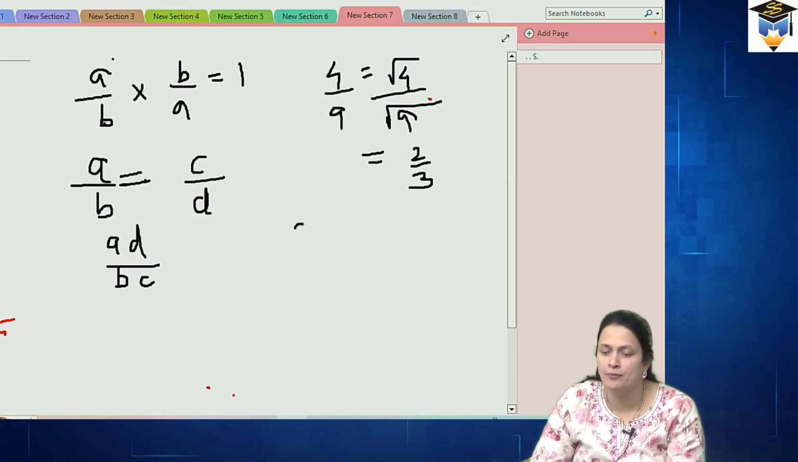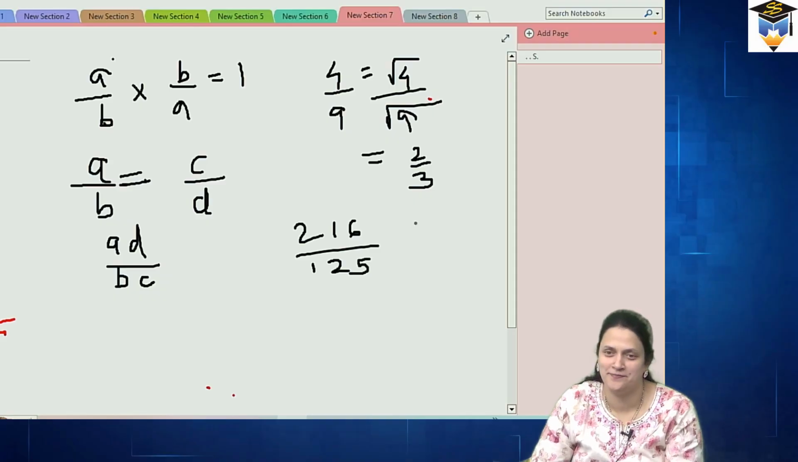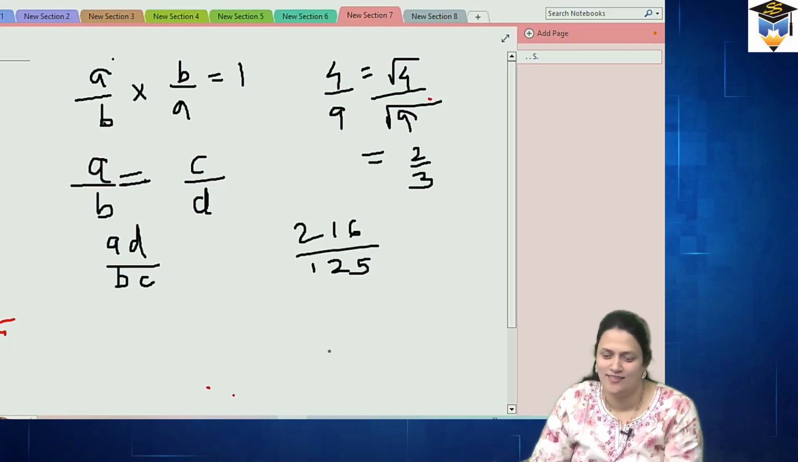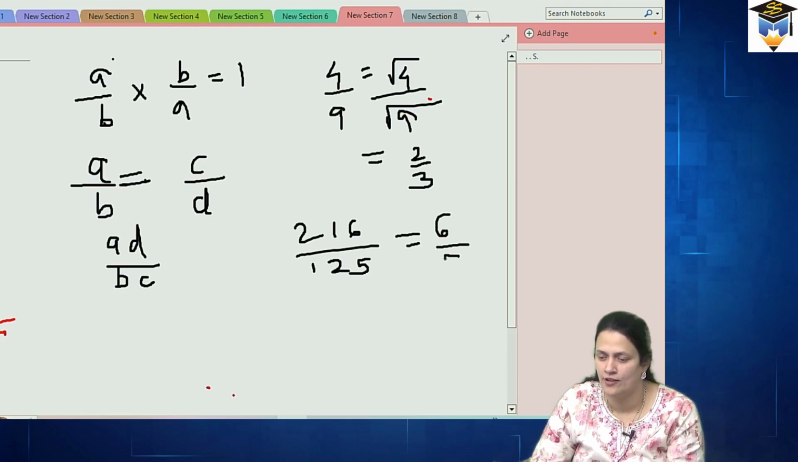So what will be sub-triplicate? Tell me. Correct. 6. Okay. So answer will be 6 upon 5. So now who is greater? A is greater than B. That is 6 is greater than 5.